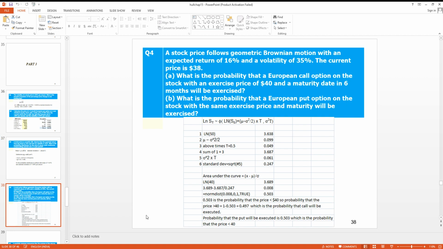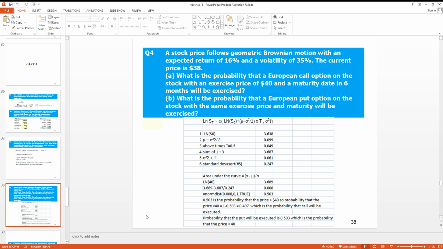So here you have a stock price following a Brownian motion with an expected return mu of 16%, sigma is 35%, and S0, which is the current price, is $38. What is the probability that a European call option on the stock with an exercise price of $40 and a maturity date in 6 months will be exercised? So let's look at the formula first.